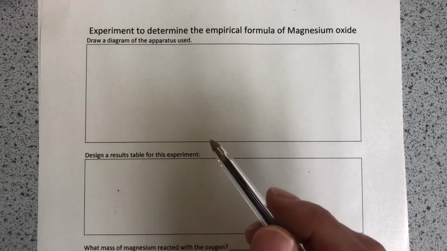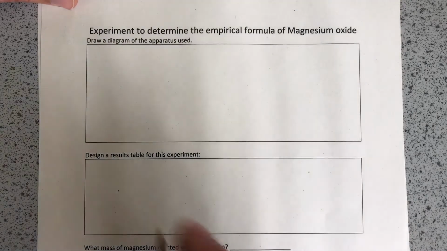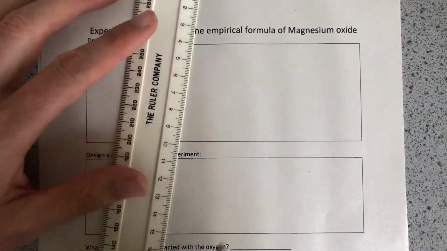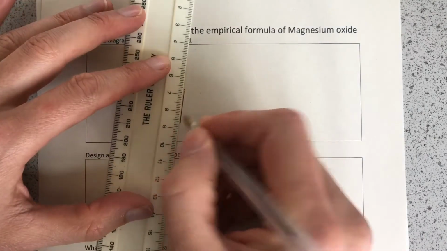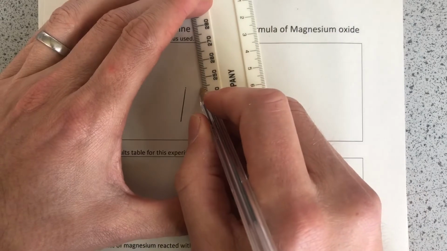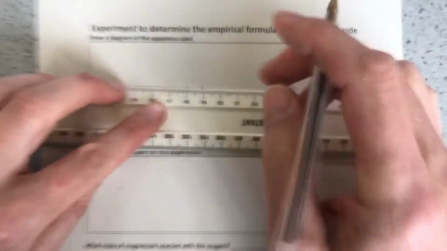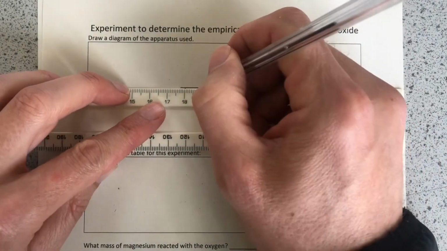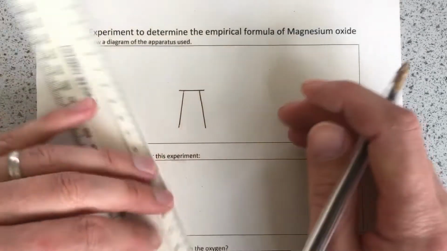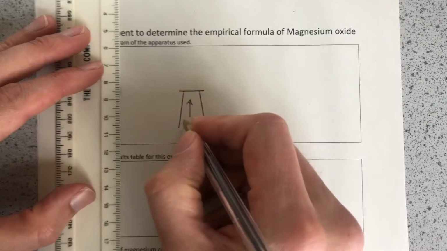So it's really important you know how to do it, and certainly in class we would do this as a class experiment. So what apparatus are we going to use? So we're going to use a tripod to start with, and we're going to heat our magnesium in a crucible on that tripod. So there's our tripod, and we'll put a pipe clay triangle. Let's extend that down slightly. We're going to put a pipe clay triangle on that tripod.